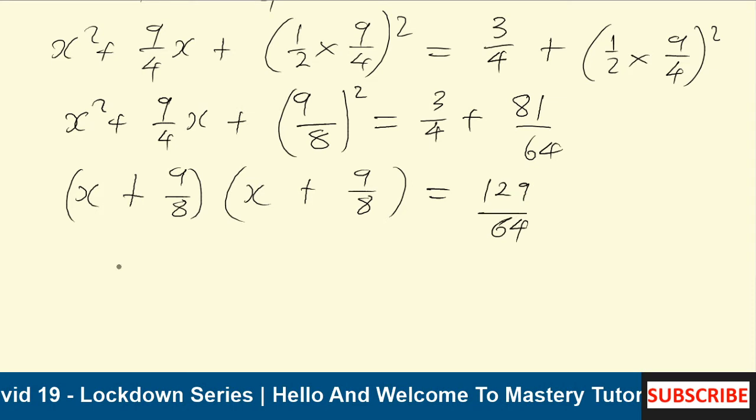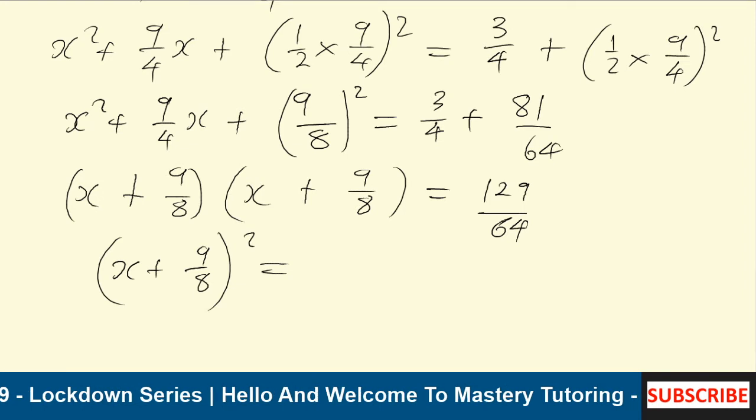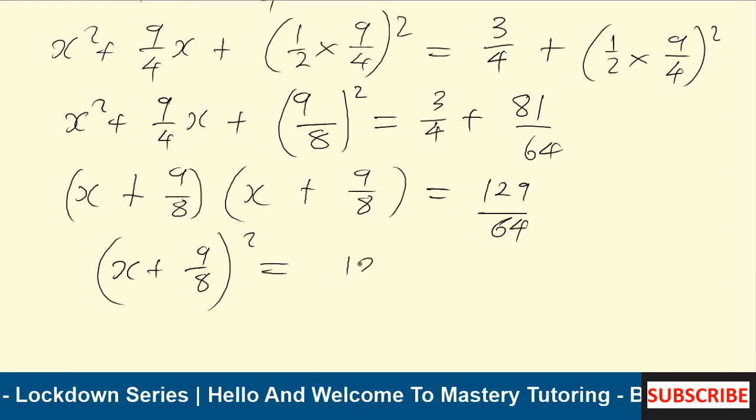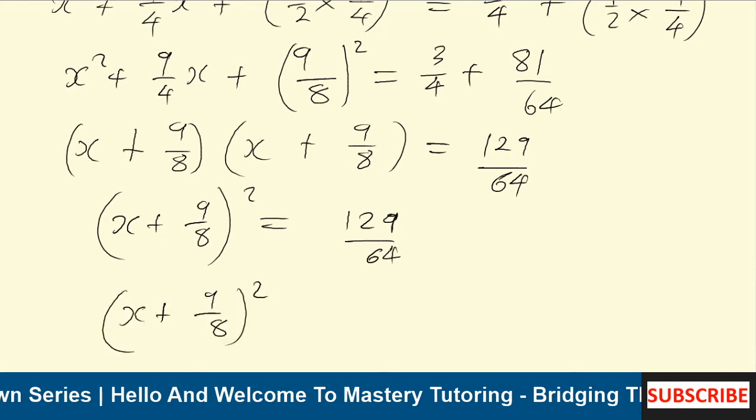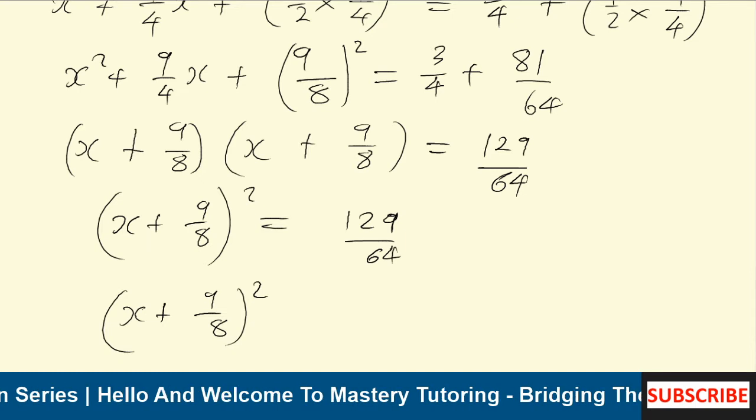Now this is just a repetition. We can factorize it. We can group it into one side, put in brackets, and then we square it. This is 129 over 64. Now obviously we're not looking for this, we're looking for x. We're trying to solve for x, so therefore we need to remove this squared. We put square root sign on both sides.